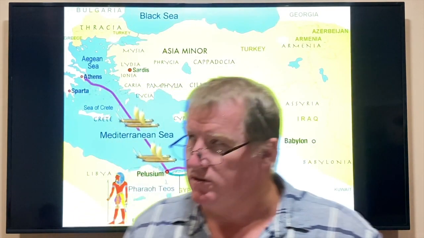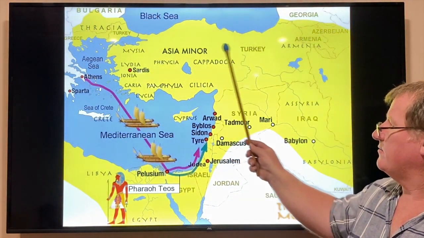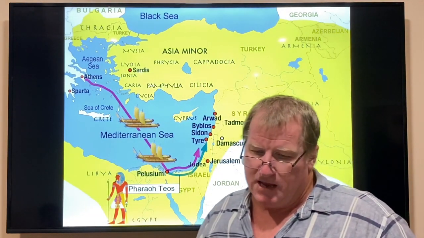In 372, where we begin the journey, rebellion in Asia Minor surfaced again when the governor of Cappadocia had problems with the court of the Persian Achaemenid Empire. And so Cappadocia is this part of the region up here on the map, so I'll leave the map up behind me as I go.